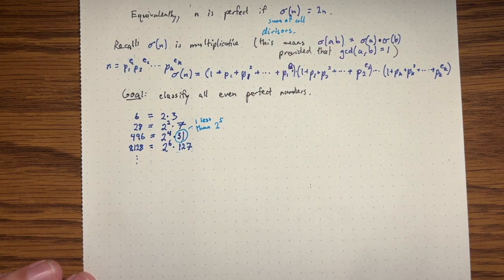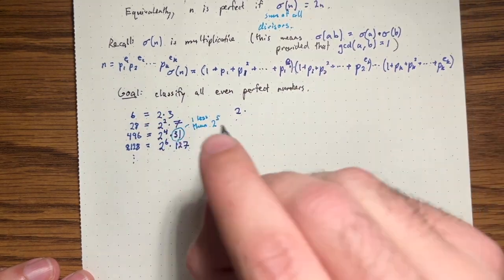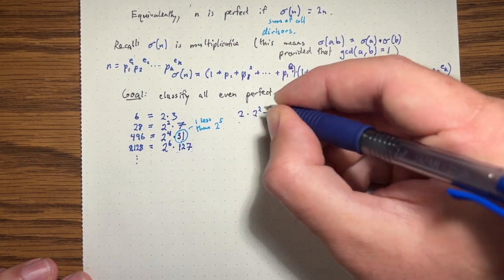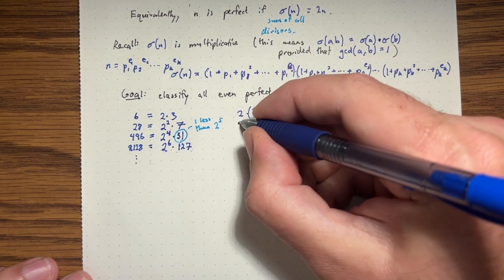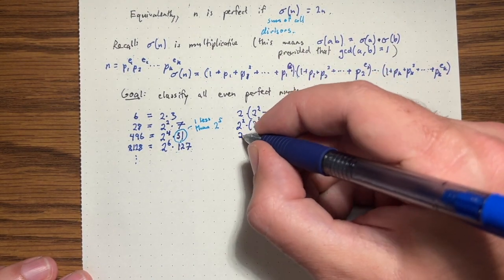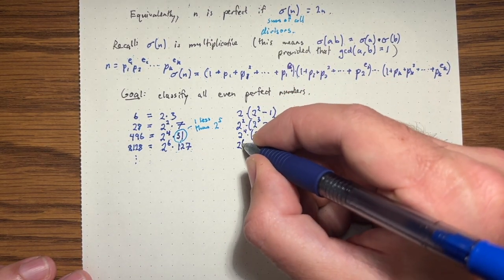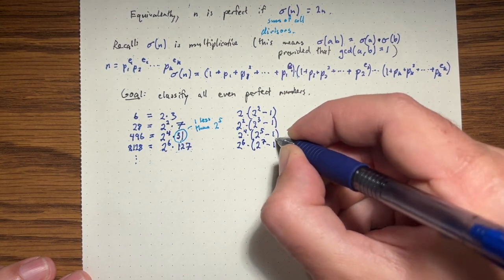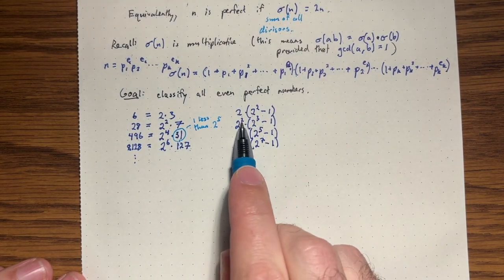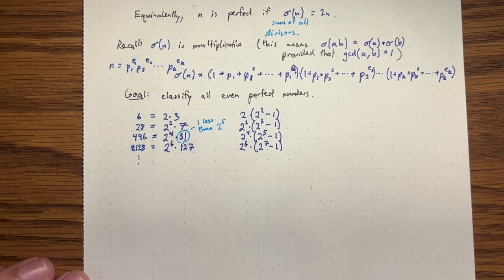So maybe I'll make that more obvious by writing it like this. I guess that 3 is also 1 less than 4. So this will be 2 to the 2 minus 1, in parentheses. That's the 3. Then I have 2 squared times 2 to the 3 minus 1. And then I have 2 to the 4 times 2 to the 5 minus 1. And then 2 to the 6 times 2 to the 7 minus 1. So it looks like this power here is 1 more than the exponent of the 2 in the prime factorization.